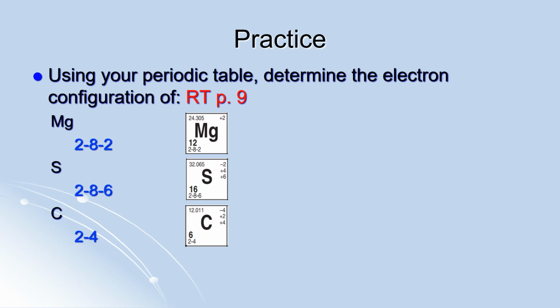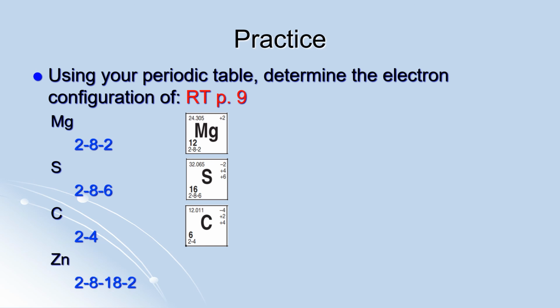Now what these electron configurations mean is that, if you talk about magnesium, then 2-8-2 means magnesium has a total of 3 orbits. First orbit has 2 electrons, second orbit has 8 electrons, third orbit has 2 electrons. Sulfur has a total of 3 orbits. First orbit has 2 electrons, second orbit has 8 electrons, third orbit has 6 electrons. Same thing with carbon.